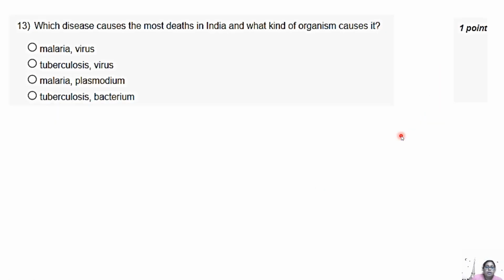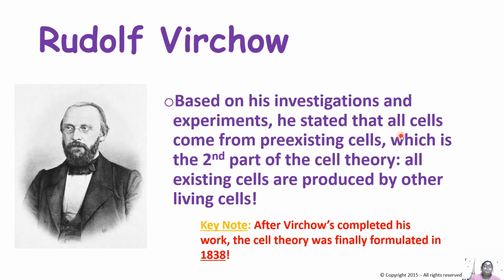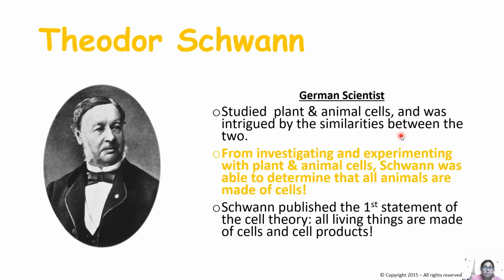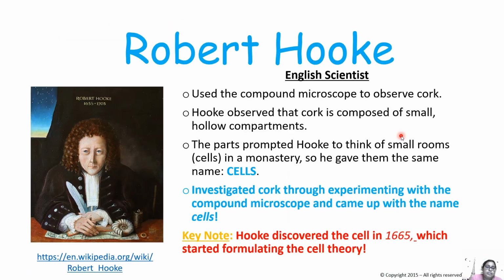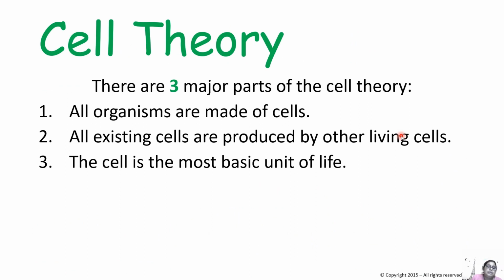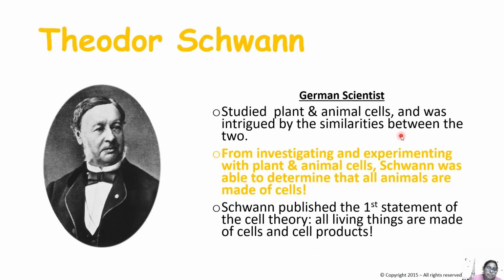Okay. So the person who coined the term cell was Robert Hooke, and these people, Robert Hooke, Anton van Leeuwenhoek, Theodor Schwann, Matthias Schleiden, and Rudolf Virchow, all had their contributions to the formulation of the cell theory. Cell theory has three statements basically: all organisms are made of cells, all existing cells are produced by other living cells, and the cell is the most basic unit of life.